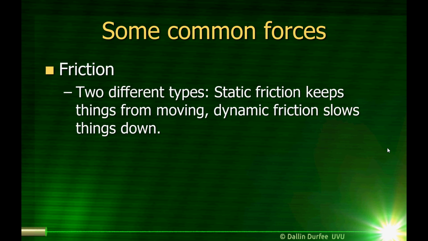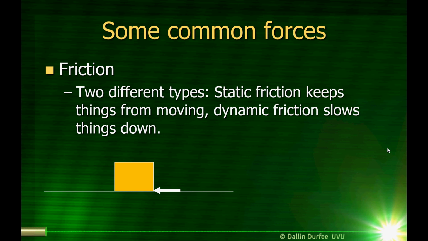Another force is friction, and we're going to talk more about friction later on, but you should know that there are two different types of friction. So static friction keeps things from moving, but then once things are moving, dynamic friction tends to slow things down. So for example, if I have a box and it's sitting still and I push on it, static friction counters the force that I apply to keep the box from moving. So as I push harder, static friction gets bigger.